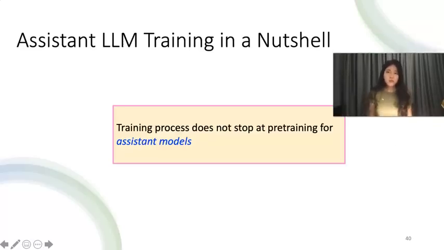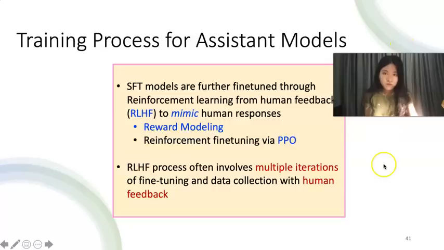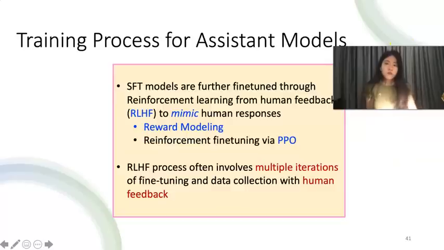Before that, let's talk about assistant LLM training in a nutshell. The training process does not stop at pre-training for assistant models or chat models. For the actual assistant models, we have supervised fine-tuned models, which can be further fine-tuned through reinforcement learning from human feedback, or RLHF, to mimic human responses through reward modeling and reinforcement fine-tuning via the PPO framework. The RLHF process often involves multiple iterations of fine-tuning and data collection with human feedback.